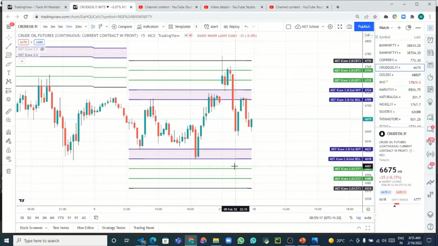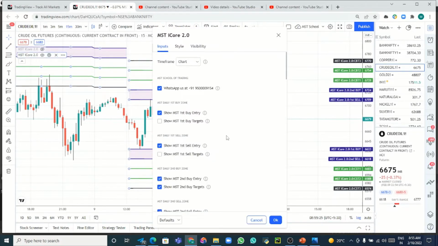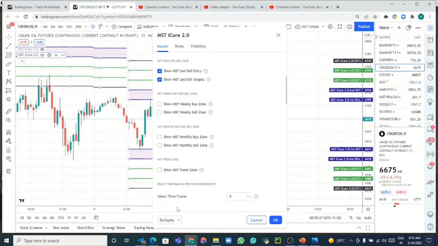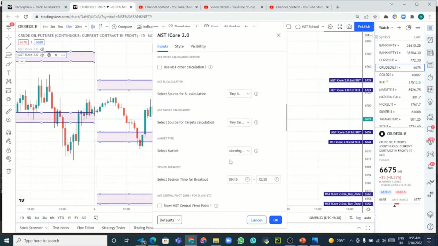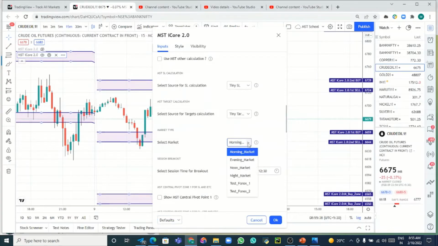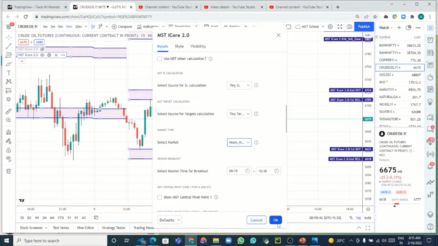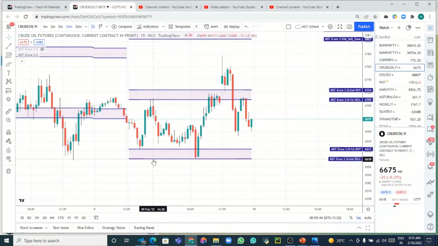So now I will show you the example from crude oil. In the last video, we explained night market trading. Now I will show you noon market trading. Initially, go here and reset settings. Then, if you want to trade in the afternoon, go here, select the noon market and just keep it as such. Now you see what happened in the market.